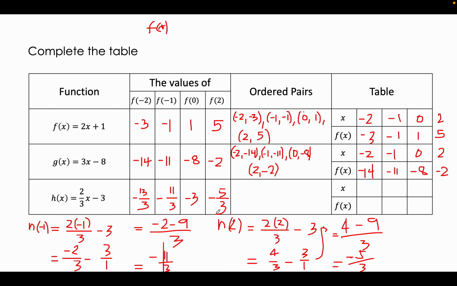I think I need not show the ordered pairs anymore. Gagawin mo lang siyang ordered pairs. We have negative 2 and then negative 13 over 3. Same, negative 1 and negative 11 over 3. At ilalagay mo lang siya dito sa table. Okay? Understood? Are you following? Anyone? Do you have any question or clarification?